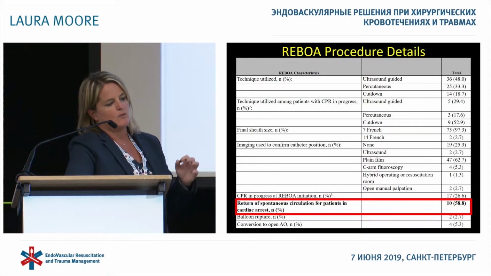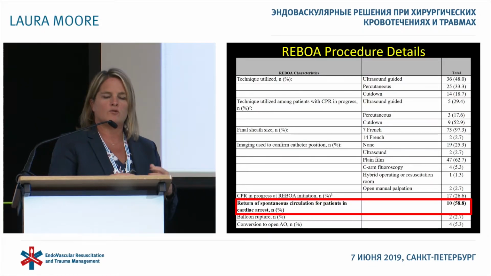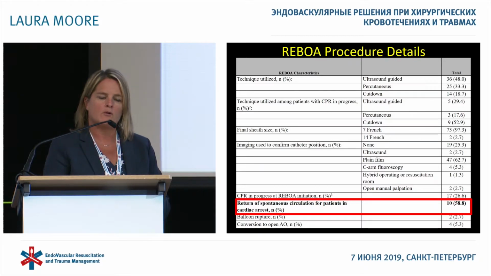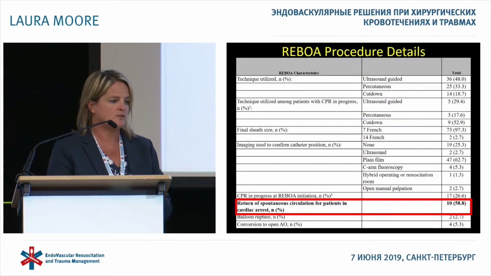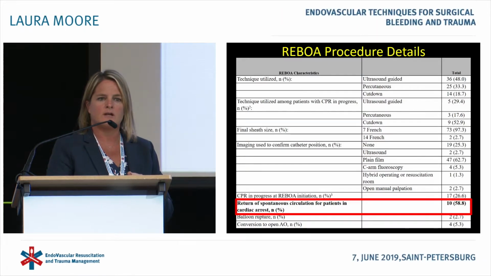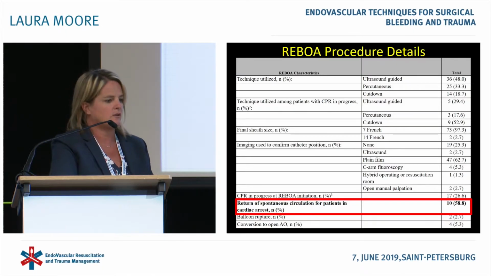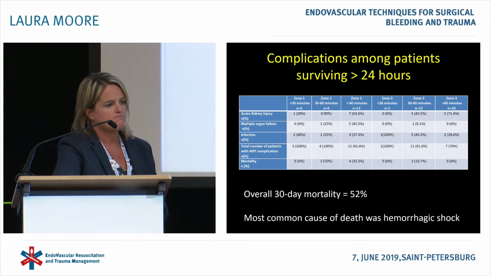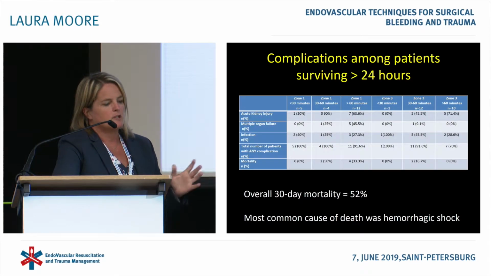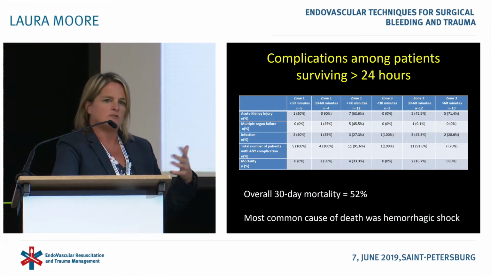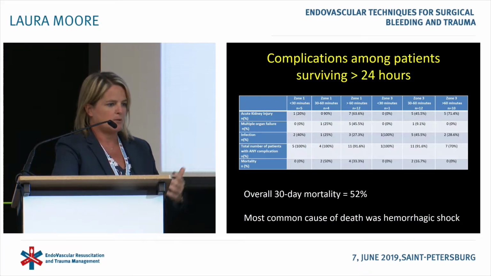And then another really interesting finding for the patients that we were putting the REBOA in with CPR in progress. So these are patients that are in arrest at the time we decide to do REBOA. We had about a 60% rate of ROSC, or return of spontaneous circulation, with balloon inflation, which I thought was pretty exciting. When we looked at complications, we only looked at the patients that survived more than 24 hours. You have to live long enough to develop a complication.